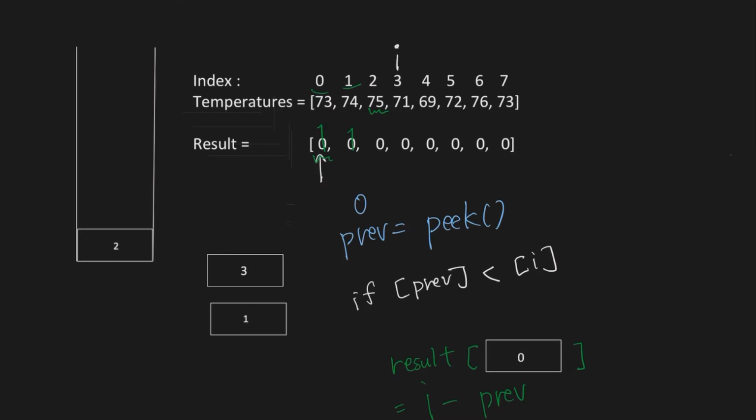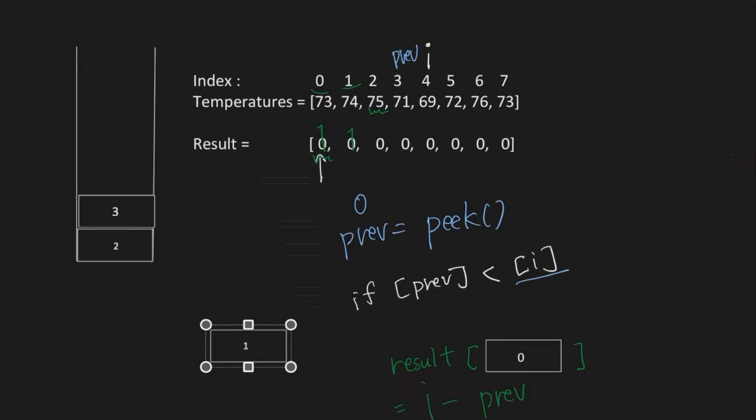We have index 3 as the current index. We're going to peek, and the previous index would be here. And the number at the current index is less than the previous index. So in that case, we're not going to do anything except we're going to push the index into the stack. And we're just going to keep going. So these two move one by one. And 69 is less than 71. We're going to push the element into the stack.